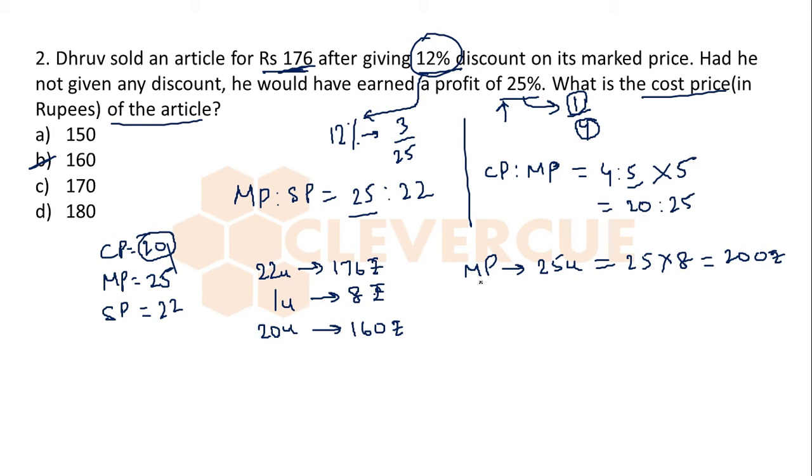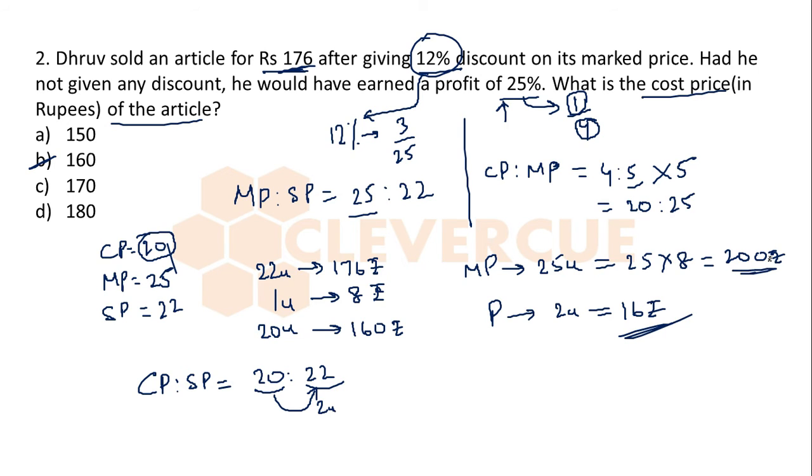And now if profit is asked, we have to consider the ratio of cost price and selling price, which is equal to 20:22. See here, if cost price is 20 units and selling price is 22 units, the profit is 2 units. So the profit will be equal to 2 units, which is equal to 16 rupees. That is 2 into 8. I hope you guys understood.